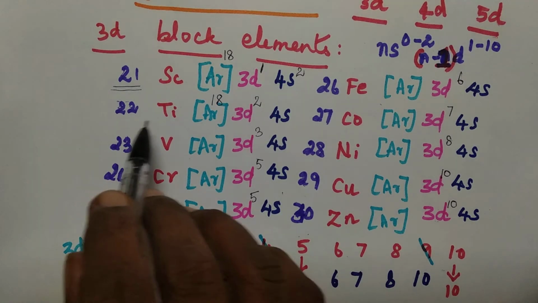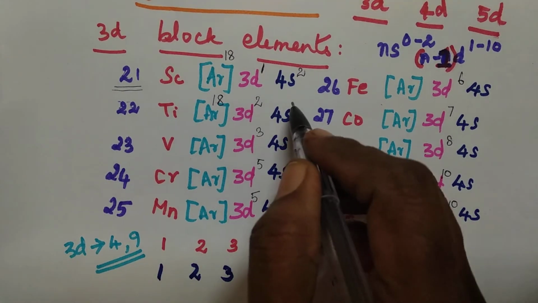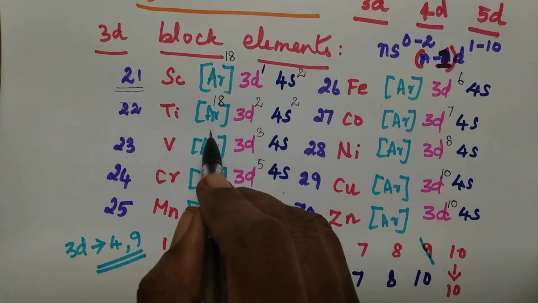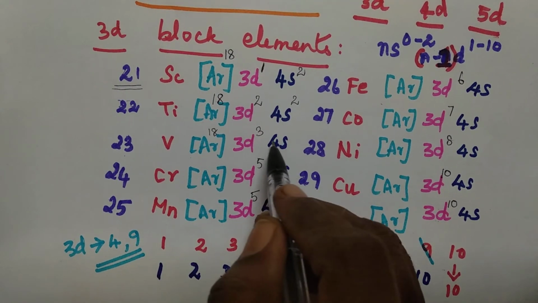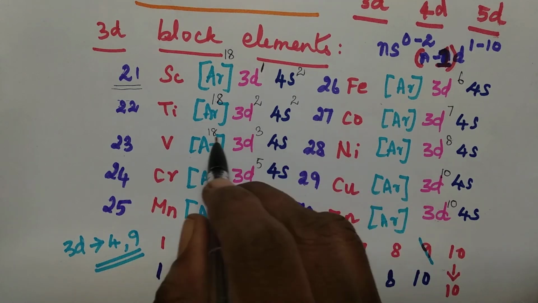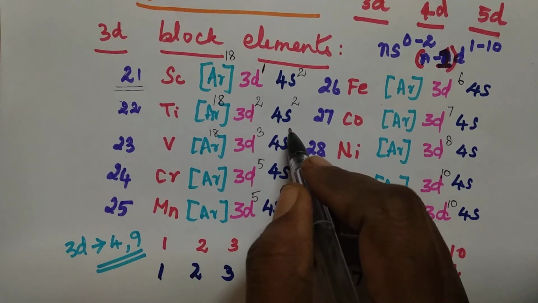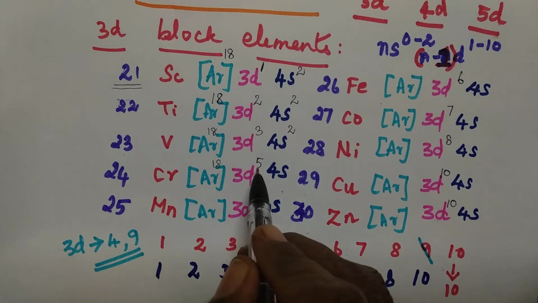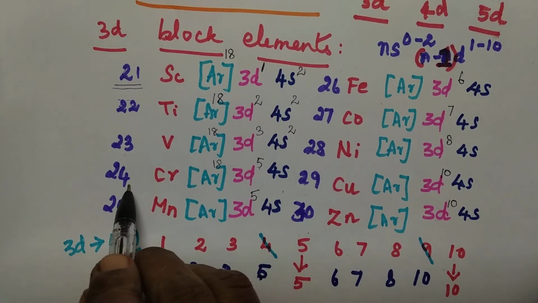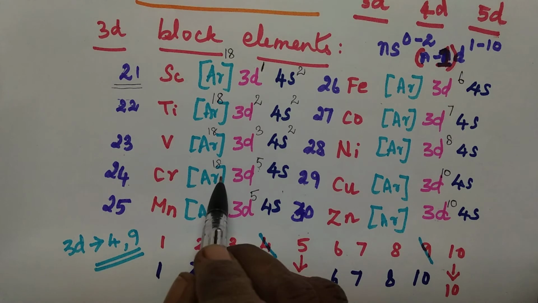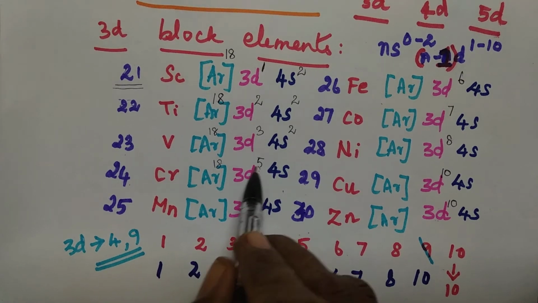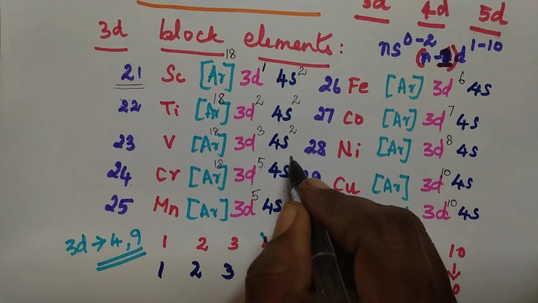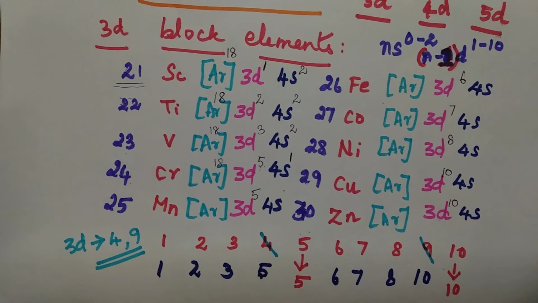Like that, for 22: 18 plus 2, 20, again 2 electrons. For 23, vanadium, this is 18, 18 plus 3, 21. 23 minus 21, it's again 2. Here, it is 18 plus 5, 23. This is 24. 24 minus 23, it's going to be 1 here.